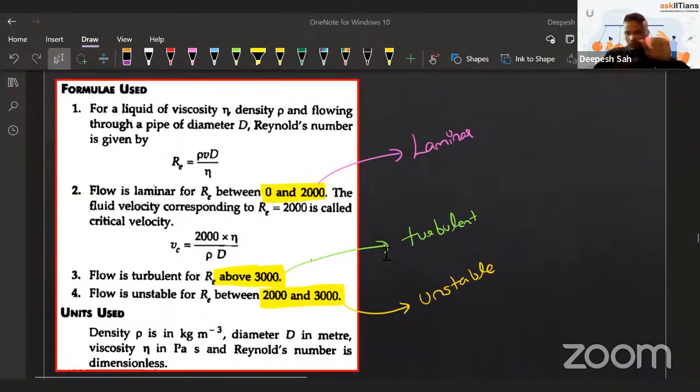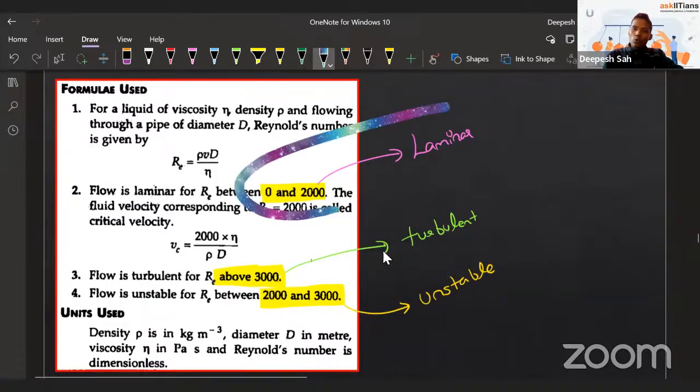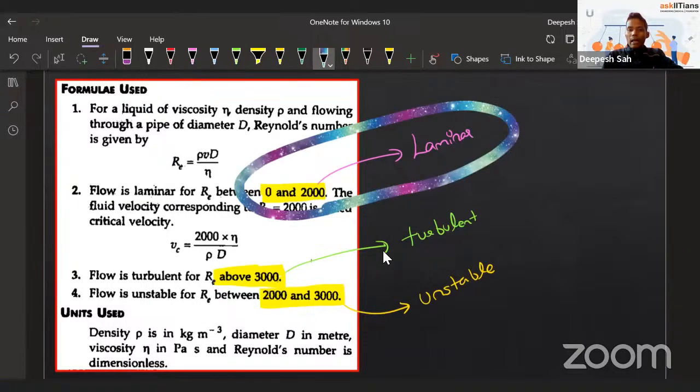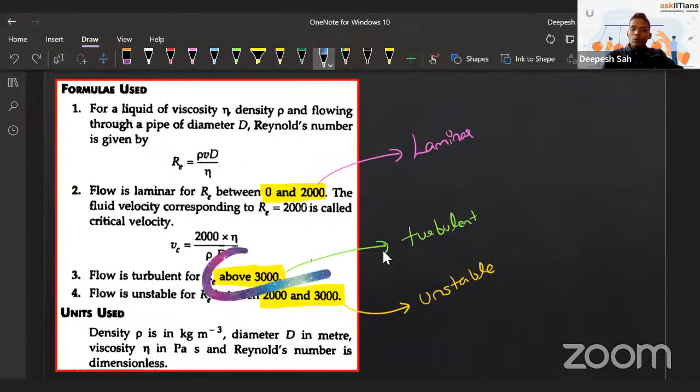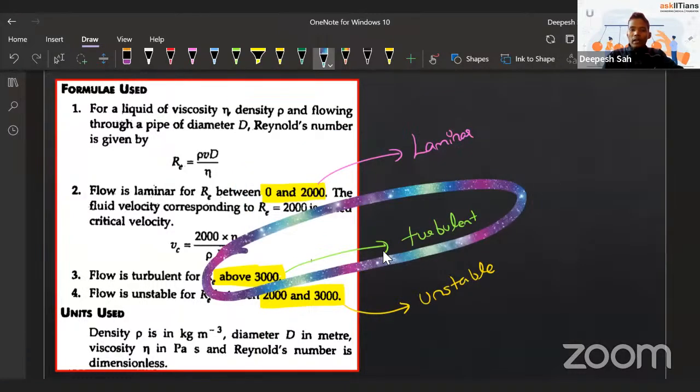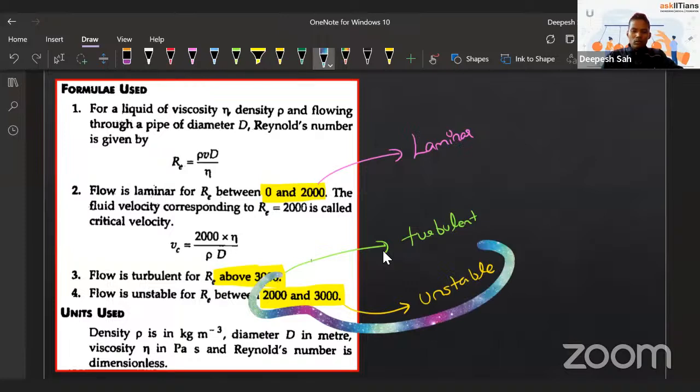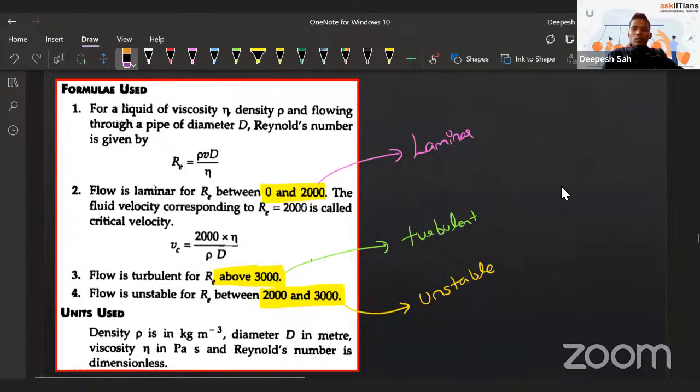Where were we? If the Reynolds number is between 0 to 2000, then the flow is laminar. If it is above 3000, then the flow is turbulent. And if it is between 2000 and 3000, it is unstable.